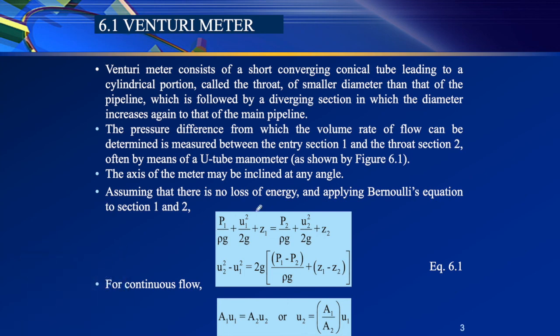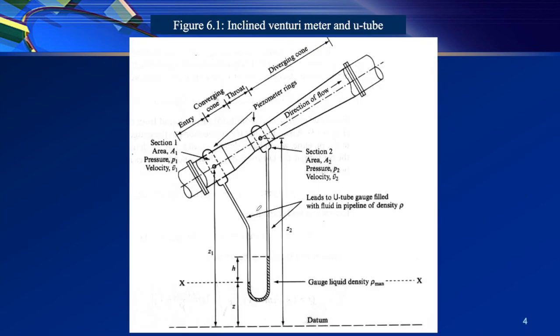Tube leading edge to a cylindrical portion called a throat, a smaller diameter than that of the pipeline, which is followed by a diverging section in which the diameter increases again to that of the main pipeline. So this is the figure of a venturi meter. As you can see, in this venturi meter we do have a throat here. This is what we call a throat. This is the converging section, and then after that, it will diverge.